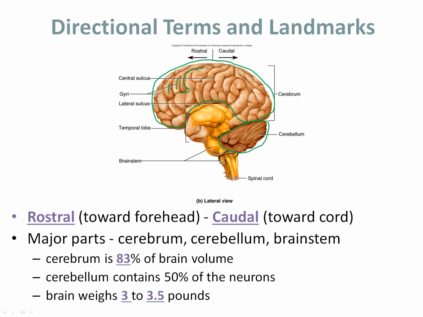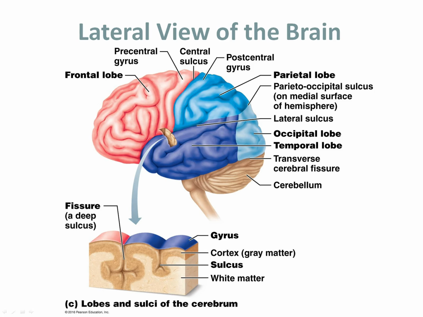The cerebrum is about 83% of the brain's volume, but the cerebellum contains over half of the neurons in the brain. The brain weighs about 3 to 3.5 pounds. The major lobes of the brain include the frontal lobe, which is underneath the frontal bone, the parietal lobe, which is underneath the parietal bone, the occipital lobe, underneath the occipital bone, and the temporal lobe, which is mainly under the temporal bone. These are all part of the cerebrum.